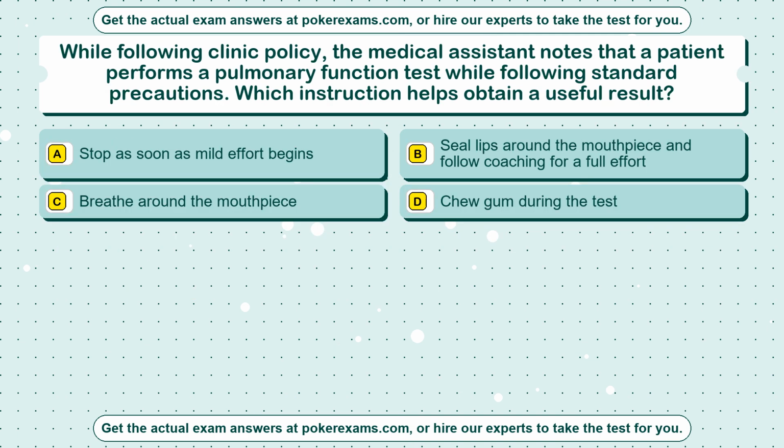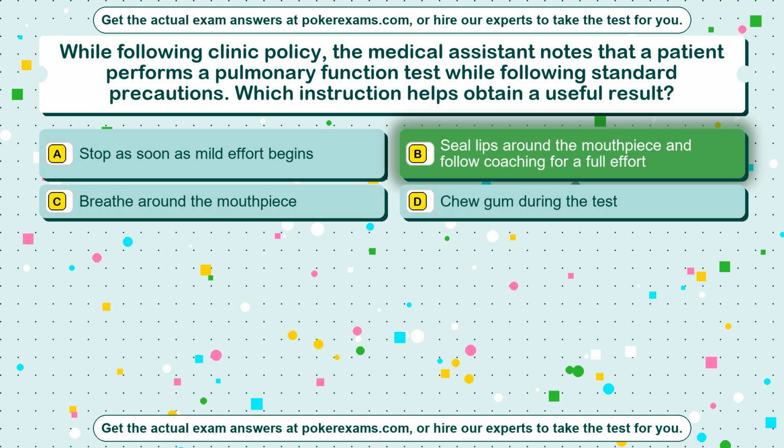Question 98. While following clinic policy, the medical assistant notes that a patient performs a pulmonary function test while following standard precautions. Which instruction helps obtain a useful result? Option A, stop as soon as mild effort begins. Option B, seal lips around the mouthpiece and follow coaching for a full effort. Option C, breathe around the mouthpiece. Option D, chew gum during the test.